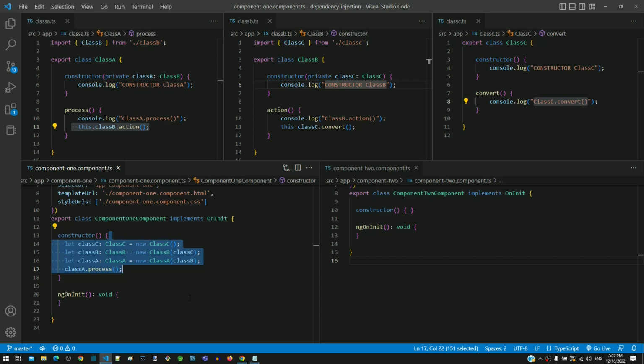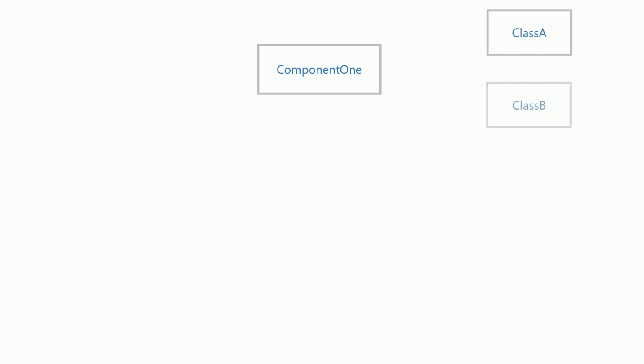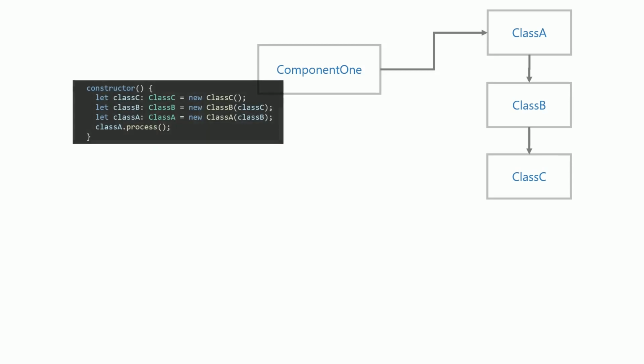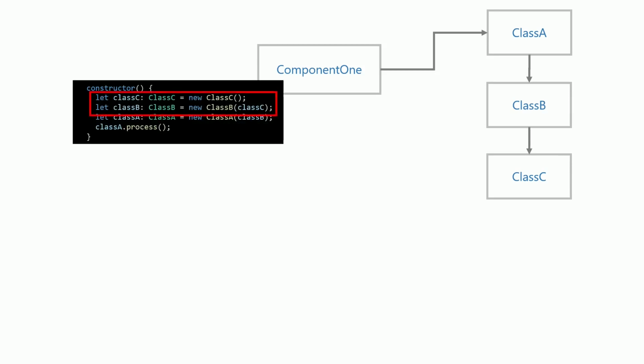If I represent this scenario in a diagram, here I have component1 class and then I have the classes class A, class B and class C. The component1 class is dependent on class A, class A is dependent on class B, and class B is dependent on class C. In the constructor of the component1 class, we are creating objects for class B and class C, hence component1 class is also dependent on class B and class C.